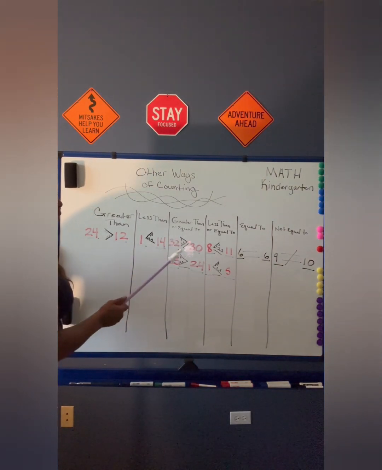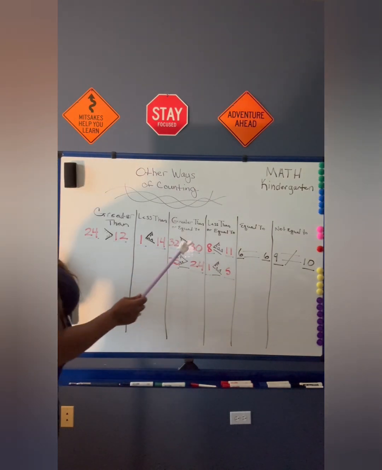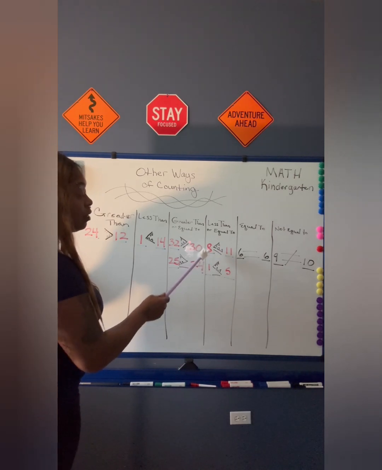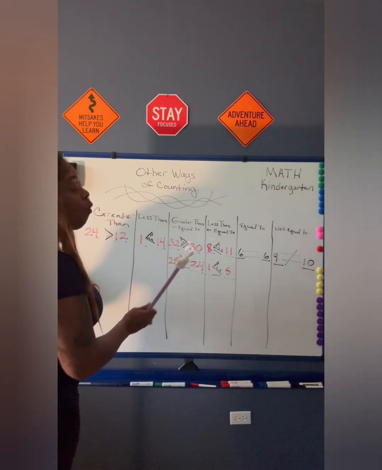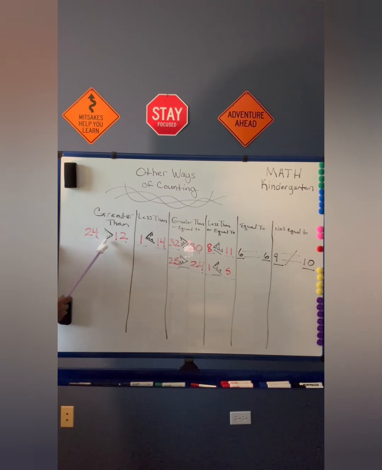Greater than or equal to is the same thing. These are greater than signs, but they have a line underneath indicating these numbers are either going to be greater, this side is going to be greater than that side, or equal to it. This is going to be saying that this number over here is either going to be less than that side or equal to it. 24 is greater than 12.